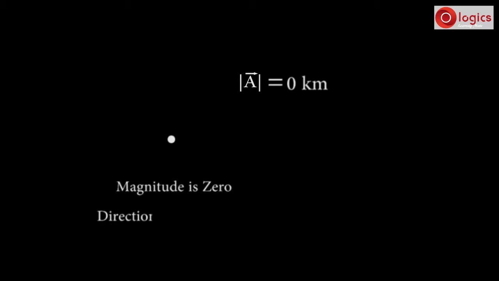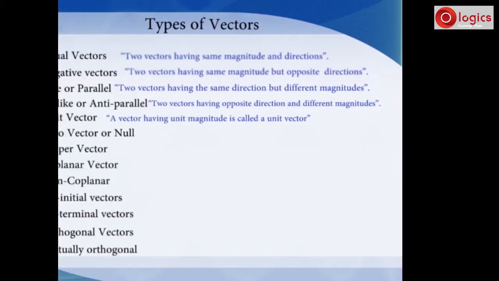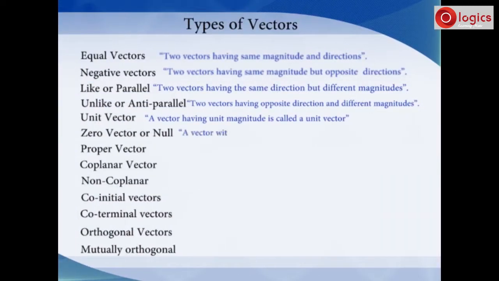Now, the direction of this vector is not known, it is undetermined. We can call this vector a 0 vector, and it is represented by O bar. A vector with 0 magnitude and undetermined direction is called a 0 vector or null vector. A vector whose magnitude is non-zero is called a proper vector.